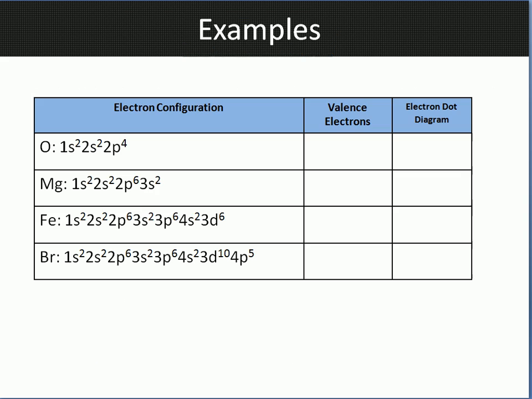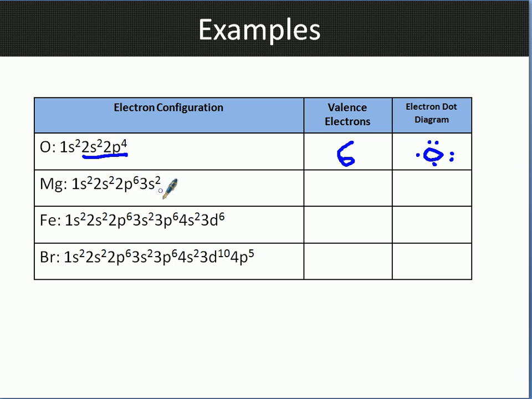Okay, so let's kind of put this all together here and do a couple of examples. Here we have oxygen. The outermost layer of oxygen is the 2s2, 2p4. So it's going to have 6 valence electrons. And when we draw the Lewis dot diagram, you're going to draw just a single O and put 6 dots around it. 1, 2, 3, 4, 5, 6. So that would be the electron dot diagram of oxygen.